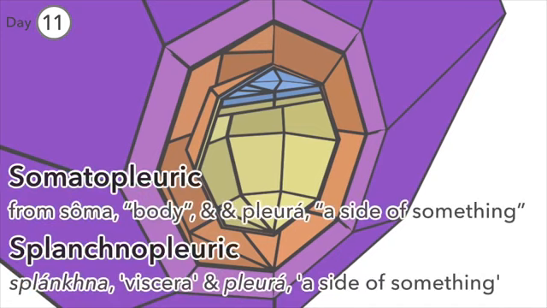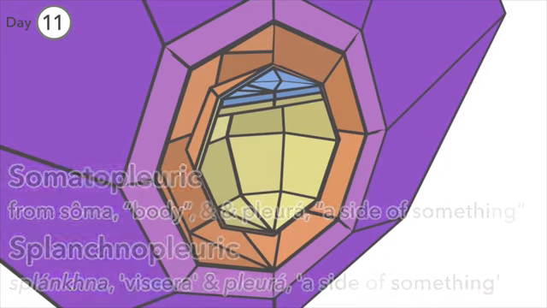Splanchnopleuric basically means on the side of the visceral organs because this mesoderm adheres to the viscera side, the yolk sac eventually becoming the gastrointestinal system. And somatopleuric means on the side of the body.